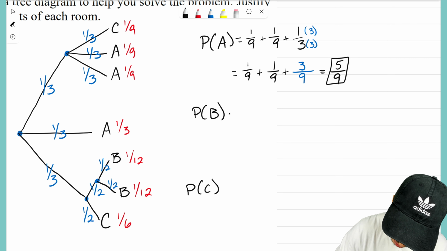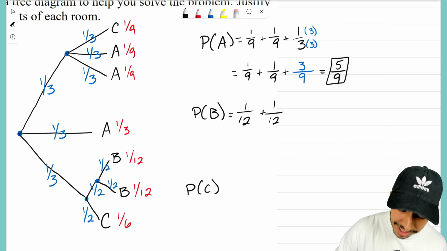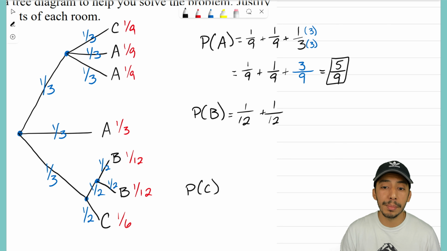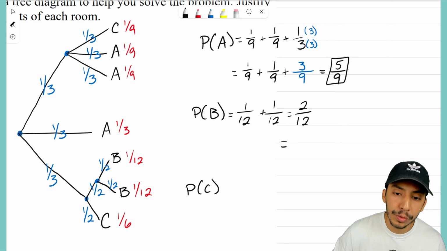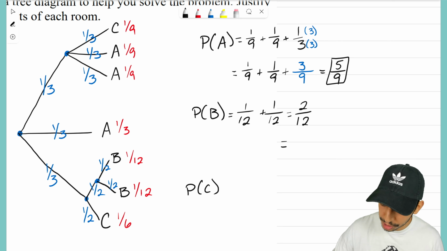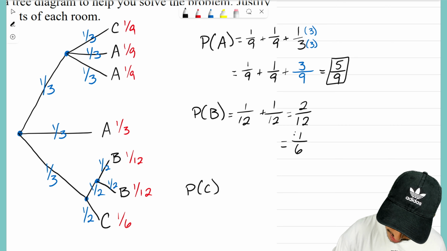Room B is actually going to be a little easier for us because it only has 2 fractions and they already have the same common denominator. 1/12 plus 1/12 is going to give me an answer of 2/12, but we can reduce that because 2/12 reduces to 1/6.